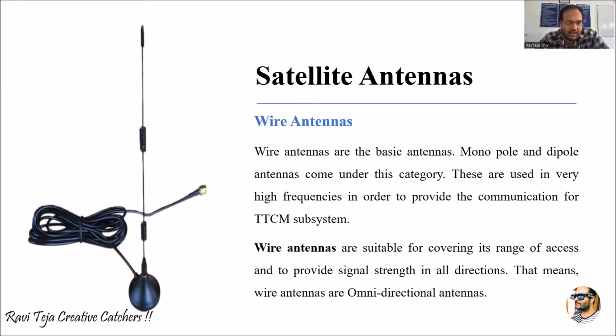Whenever these wire antennas are connected to any kind of module, it can communicate with higher frequencies for longer distances. Longer distances means huge distances of many kilometers. That means you are able to establish things like GPS coordinates. We can see these kinds of wire antennas in the GPS modules which you use for many applications as well. So these are considered as the wire antennas.